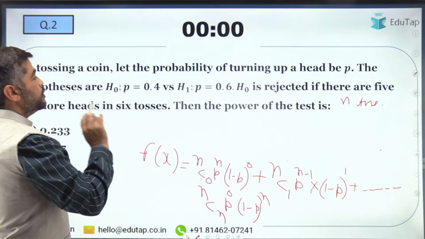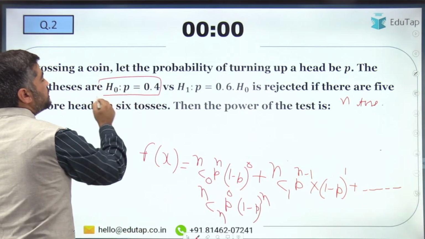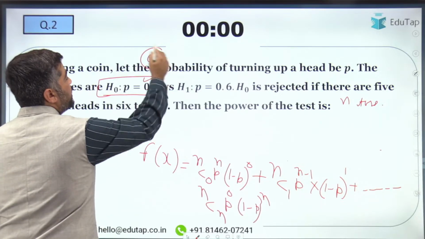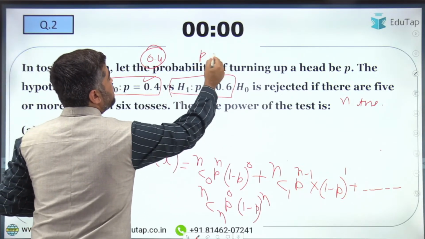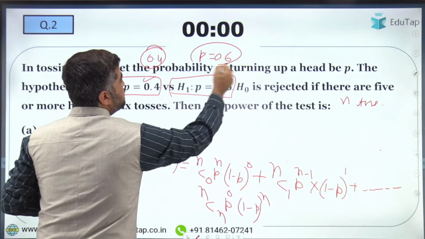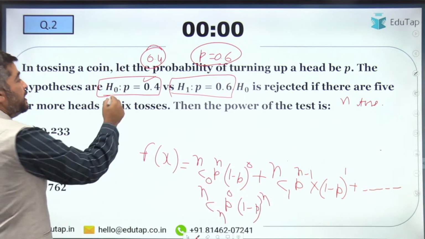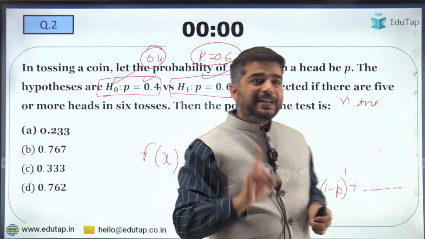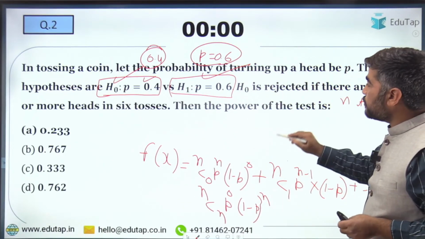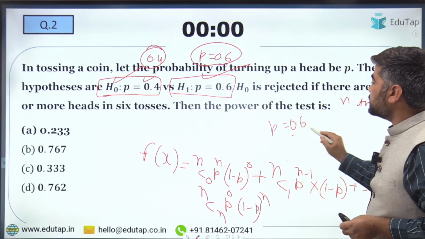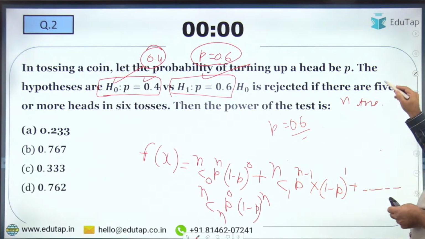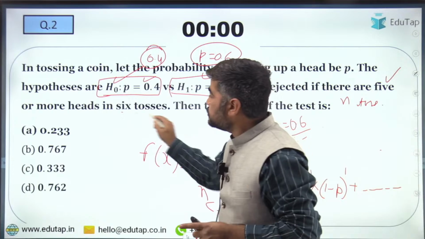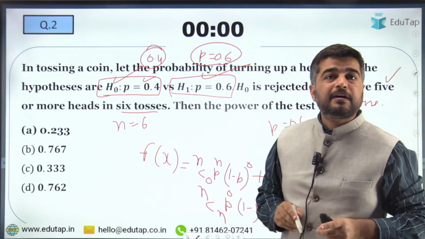Fine. Now we have two hypotheses. One is the null hypothesis. In the null hypothesis, we have probability of having head as 0.4, and the alternative hypothesis is probability is 0.6. Now if you have to reject the null hypothesis, your alternative hypothesis should be selected. It should not be rejected, it should be selected. So you have to look for p equal to 0.6, and this is correct when there are 5 or more heads in 6 tosses. Total n is equal to 6. How much is your n? 6.